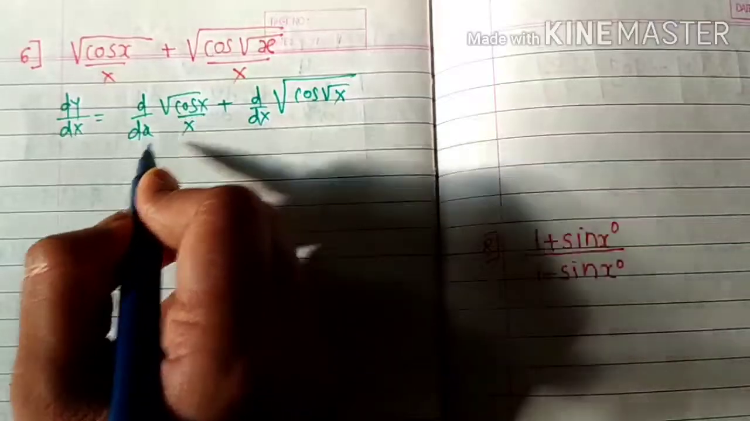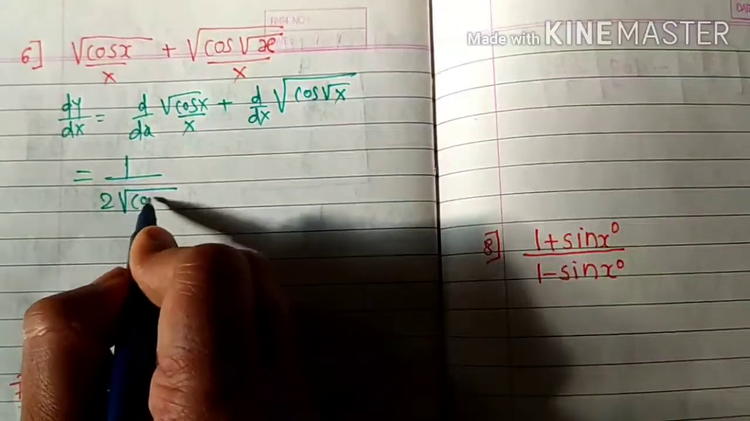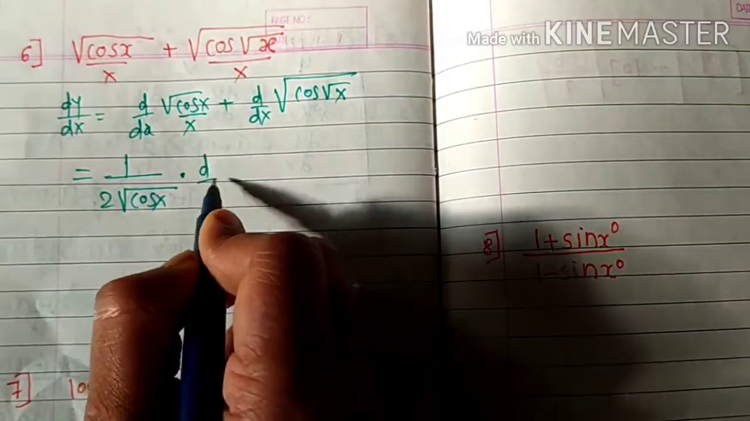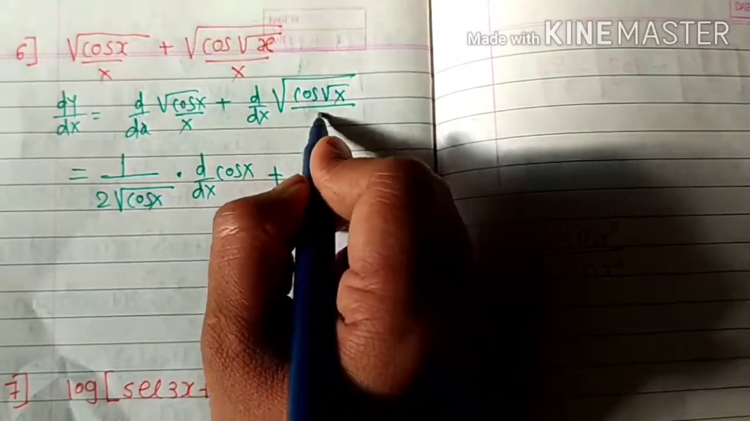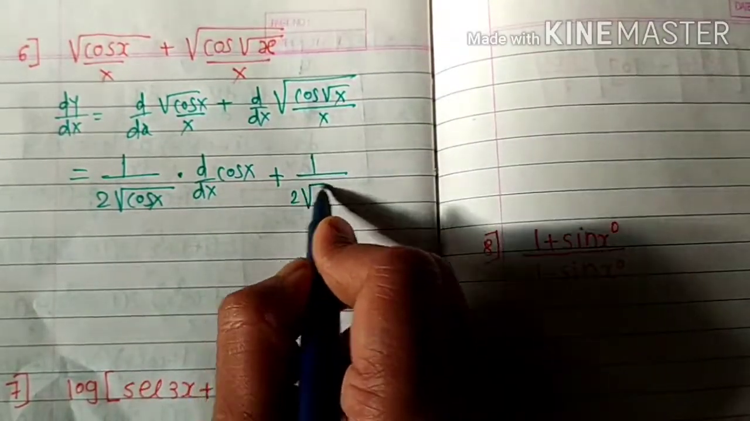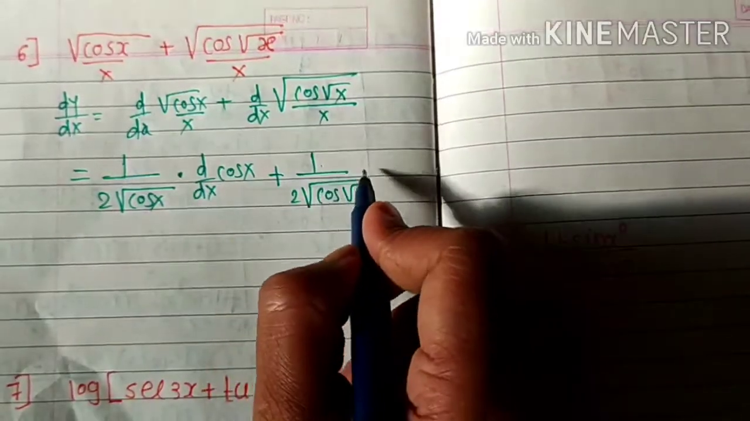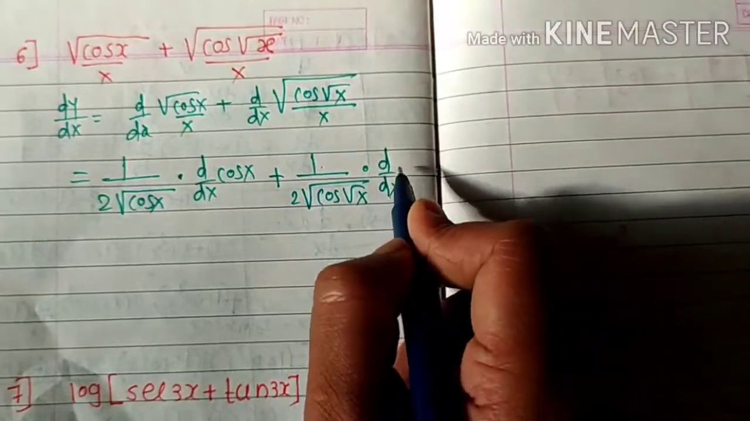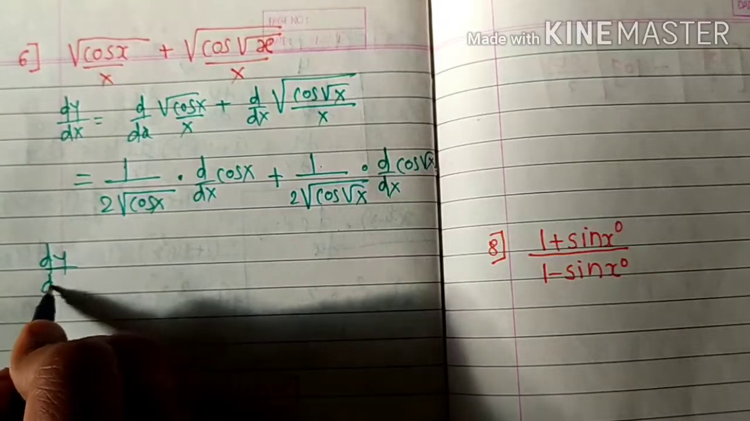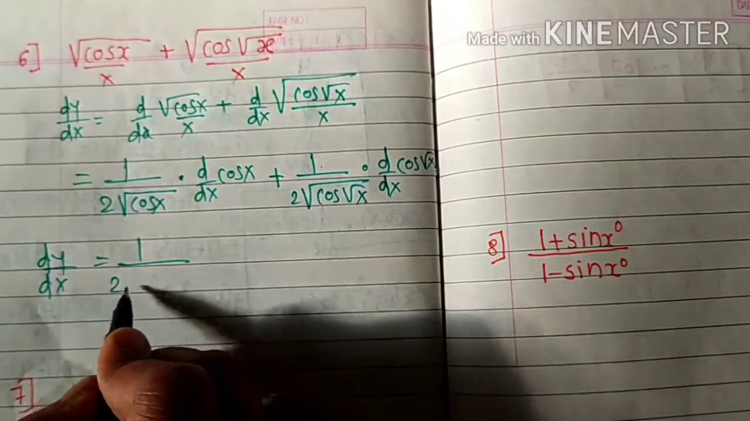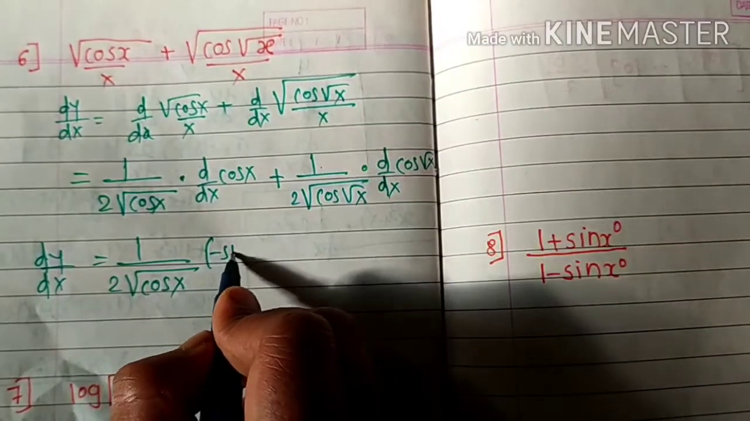Then consider this x, then the derivative of root x is 1 upon 2 into root x, but root x is cos x, into the derivative of the inside term, that is the derivative of cos x, plus here consider this whole value as x, means 1 upon 2 into root of cos of root x, because root x derivative is 1 upon 2 into root x, into the derivative of this inside term, that is cos of root x. Okay, therefore dy by dx is equal to 1 upon 2 into square root of cos x, and the derivative of cos x is minus sin x.